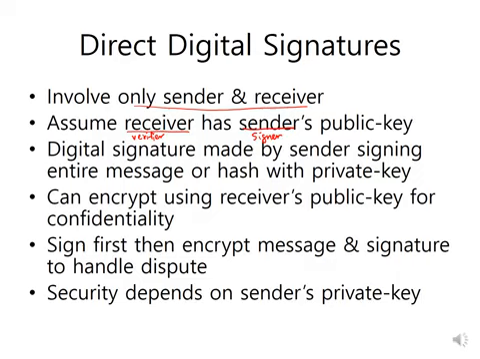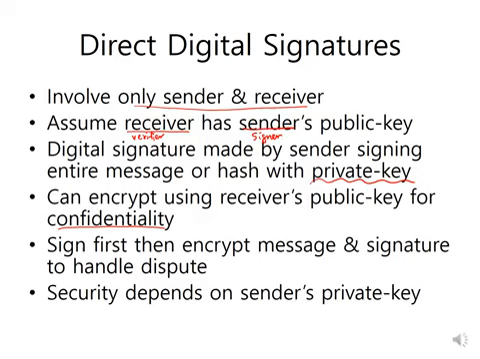And the third one, the data signature is made by the sender signing the entire message or its hash with a private key. So the signature is generated based on the whole message or hashed message with the private key of the sender. And the next one is, if it is required, we can encrypt using the receiver's public key for confidentiality. But this is not the main purpose of the data signatures. But if we want, the confidentiality can be guaranteed using an additional encryption algorithm using the receiver's public key.